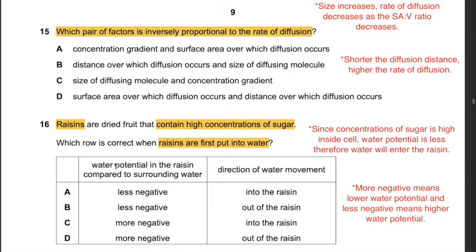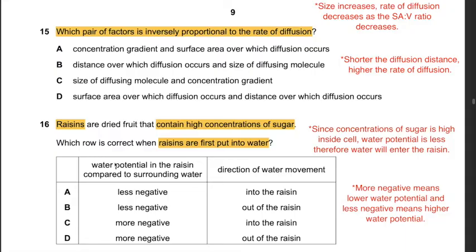Question 15. Which pair of factors is inversely proportional to the rate of diffusion? A. Concentration gradient and surface area over which diffusion occurs. A is incorrect because the higher the surface area, the higher the rate of diffusion. Hence, they are not inversely proportional. B. Distance over which diffusion occurs and size of diffusing molecule. That is correct, because as the size increases, the rate of diffusion decreases.